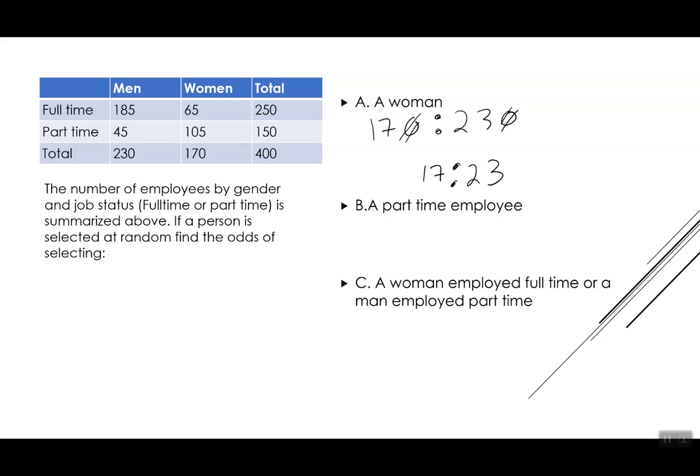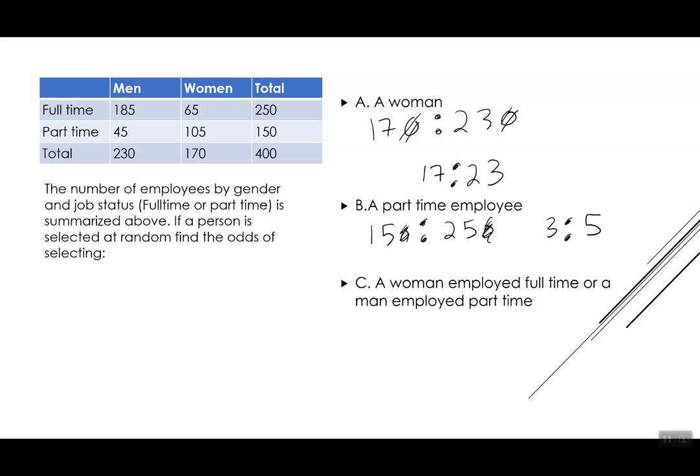Part B, let's say, what are the odds of selecting a part-time employee? Okay, looking at the chart, I see there were 150 part-time employees and there were 250 full-time employees. Just like the last one, I'm just going to cancel out the 0. 15 and 25, I could divide by 5. So divided by 5, I got 3 to 5. There's my odds.